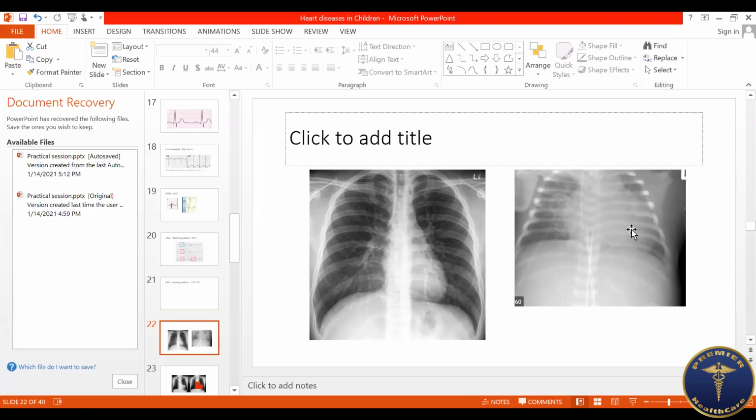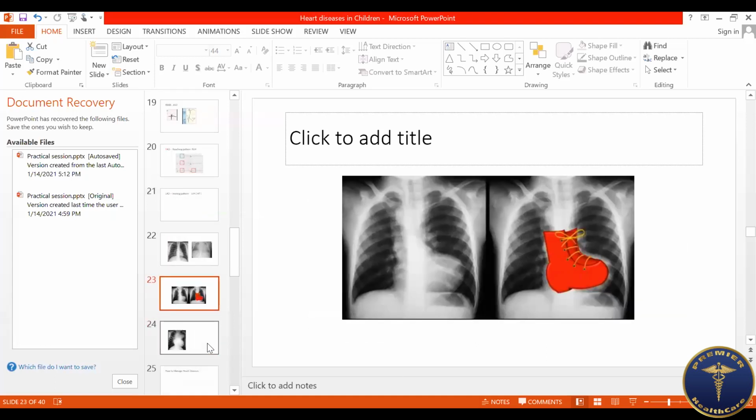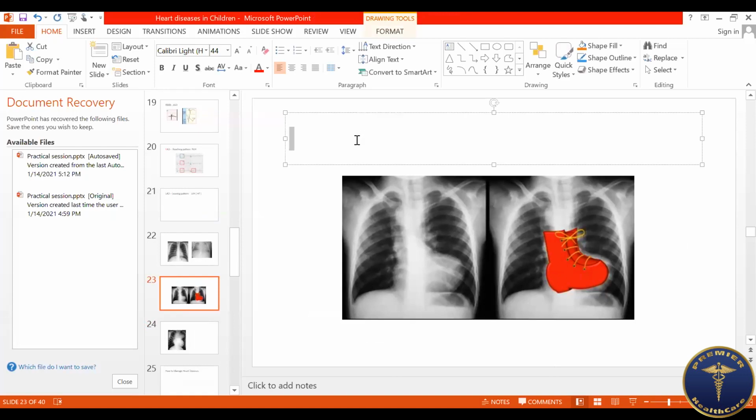cardiomegaly. Now, sometimes we might see funny shaped hearts on chest X-ray, right? So now look at this. So what is this? Now this heart looks like a boot. This is called a boot-shaped heart that occurs in a condition called tetralogy of Fallot. So in this condition, the child will present with cyanosis. Tetralogy of Fallot. We learn those in pediatric cardiology when we do theory.